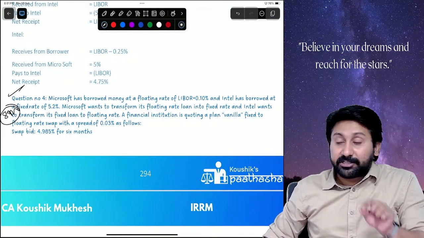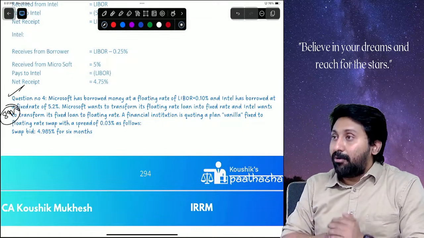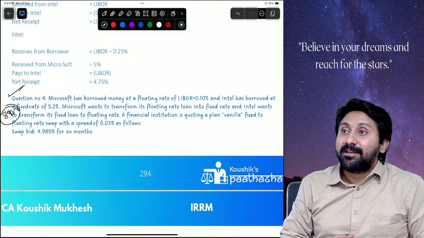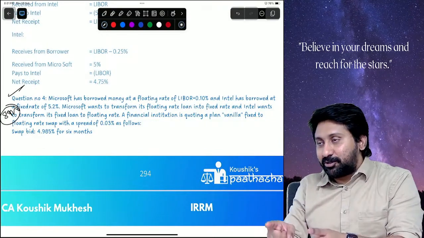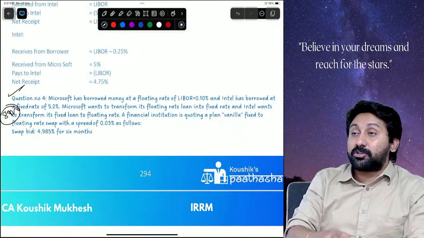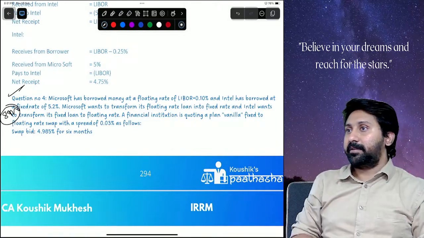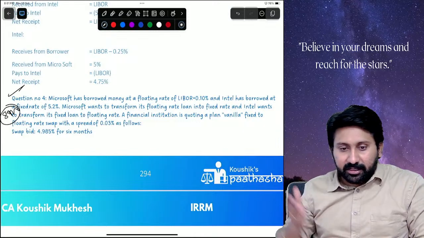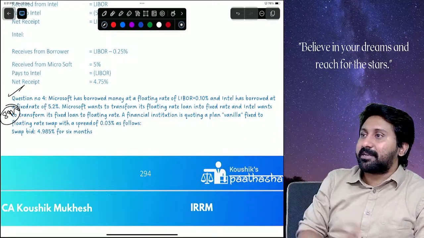A financial institution now came. Now dealing is not between Microsoft and Intel. Dealing is between Microsoft and the financial institution, and Intel and the financial institution. There is a swap dealer. Obviously, what will he charge? Commission. That's all. That's why he is telling that 0.03% commission is being charged.